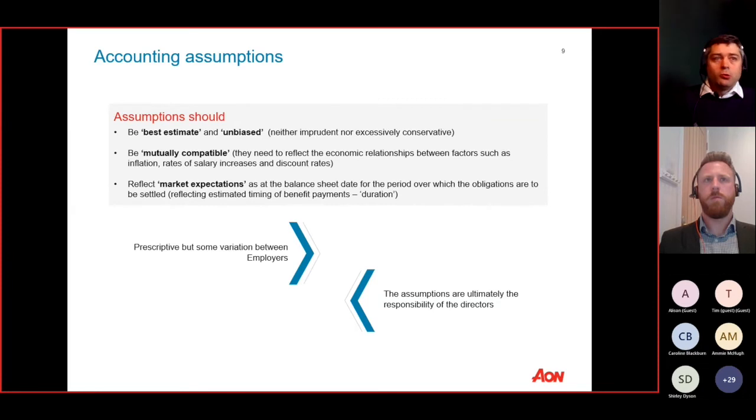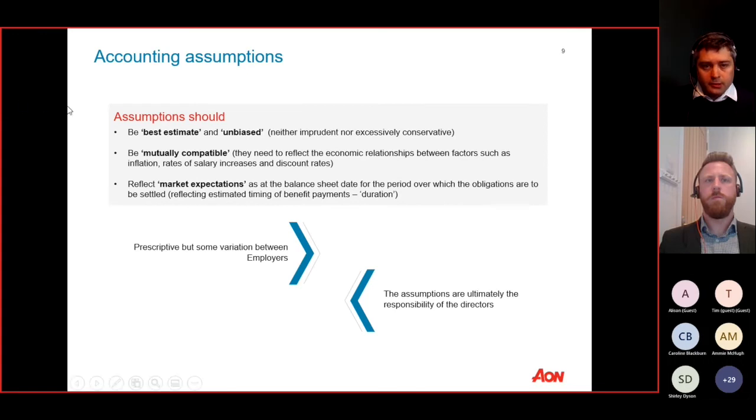There's probably one more thing to note, which is quite important, and it's that the assumptions are the responsibility of the directors and not us, the actuaries. Although in practice, employers mainly rely on our advice, and we provide our suggested advice to employers, and then employers instruct us to use those assumptions for the purpose of the accounting.